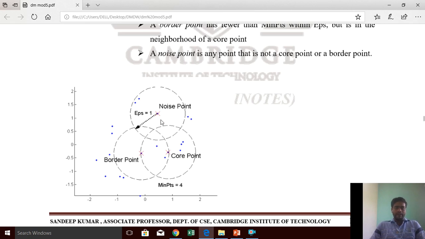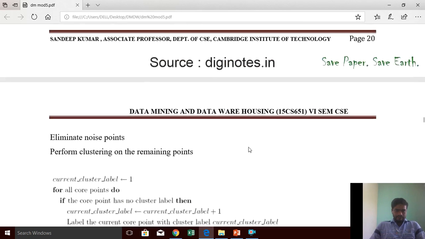Then what is a noise point or outlier? A noise point is any point that is neither a core point nor a border point, because when you take this point and draw a circle with epsilon radius, it has only 2 points, which does not satisfy the condition of minimum points equal to 4. It is also not in the neighborhood of this circle, so this is called a noise point. Based on this, the DBSCAN algorithm will grow part by part and form the clusters.